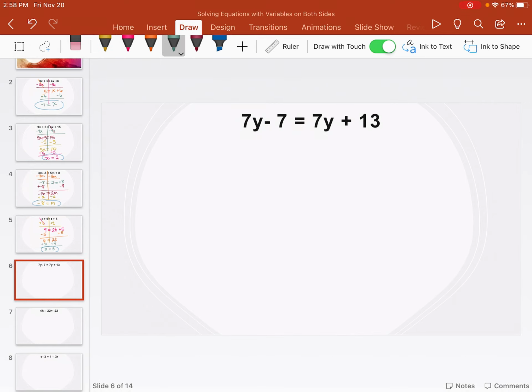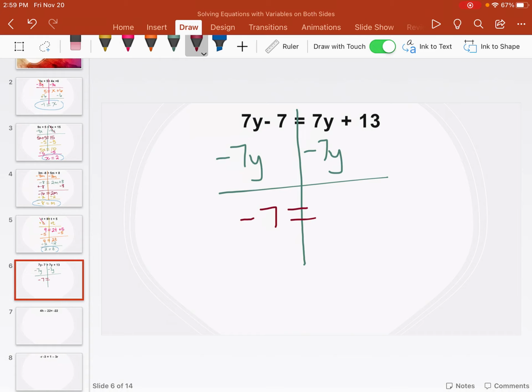All right, let's look at this one. So I'm going to subtract my 7y. Subtract 7y. So I get negative 7 over here because those cancel. Equals, and then 7y minus 7y, those cancel. Equals 13. Negative 7 equals 13. Well, hopefully you're like, no it doesn't. Negative 7 does not equal 13. And I agree with you.